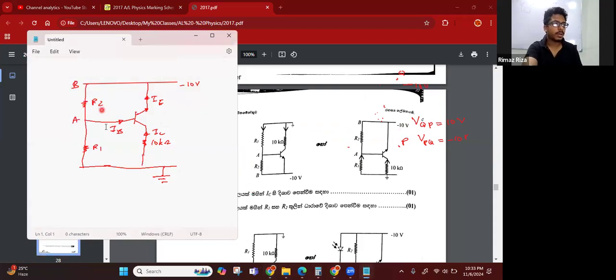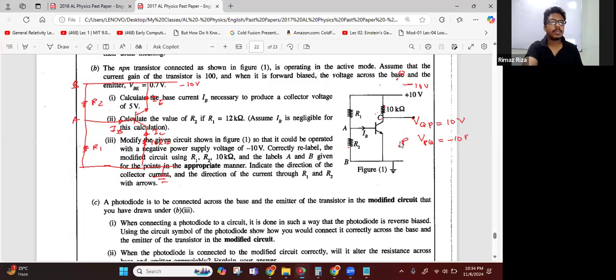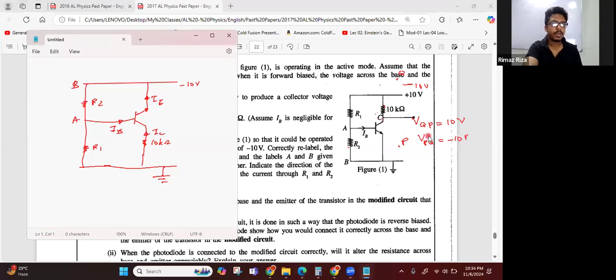Minus 10 V, R2, R1, and the direction BN, a 10 kilo ohm resistor, IC direction this side, grounded here. Okay. So it's correct. So here what I basically did was just consider the polarity and change the circuit accordingly. Okay, so I'll explain what I did here.